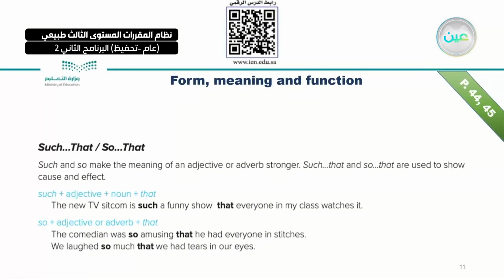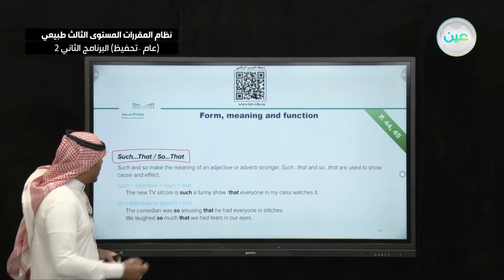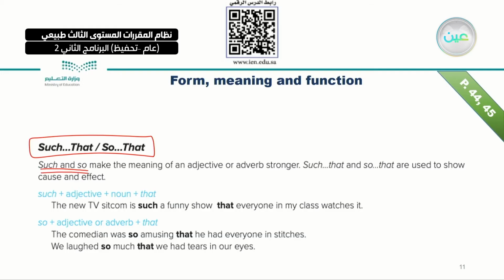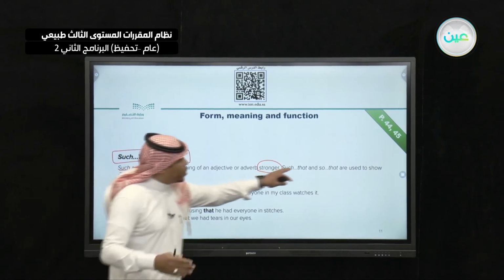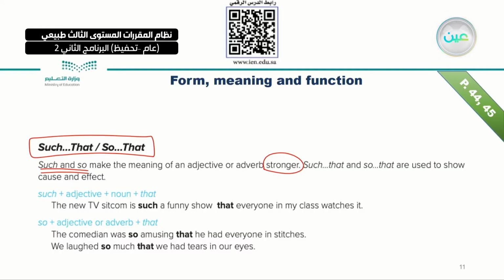Then we will move to something else, which is such, so, and that. What do I mean by this? Such and so make the meaning of an adjective or adverb stronger. So I'm talking about making the adjective stronger. Such that and so that are used to show cause and effect.